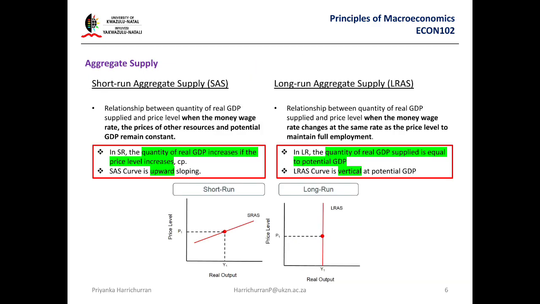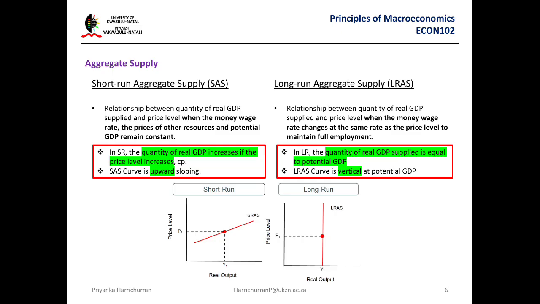Now short-run aggregate supply and long-run aggregate supply are completely different. You have to know extremely well the reason for the difference. Short-run aggregate supply is like a normal supply curve. When prices go up, businesses are very happy, so they produce more. Real GDP is on the x-axis and the y-axis is price level.